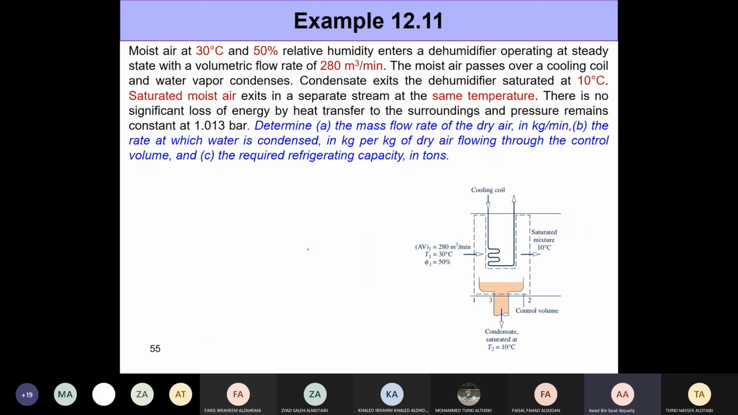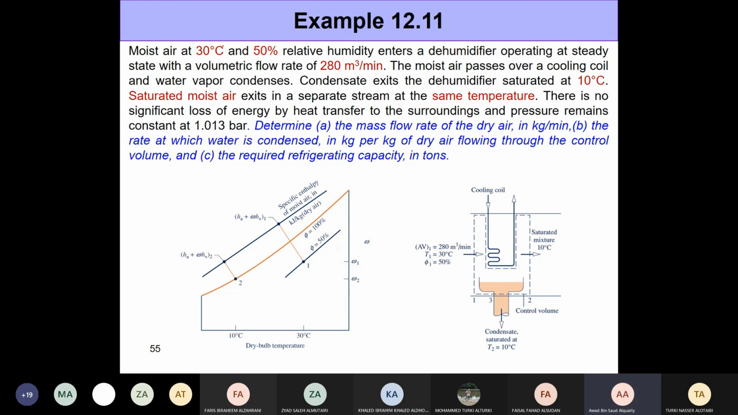Let's move ahead. Let's solve this problem, which deals with cooling and dehumidification. So we have moist air at 30 degrees Celsius and 50% relative humidity, which is entering a dehumidifier. When you see this word dehumidifier, it automatically means that you are going to reduce the moisture content. So basically, the omega at the exit, omega 2, should be smaller than omega 1. If it's not the case, there's a problem in your calculation.